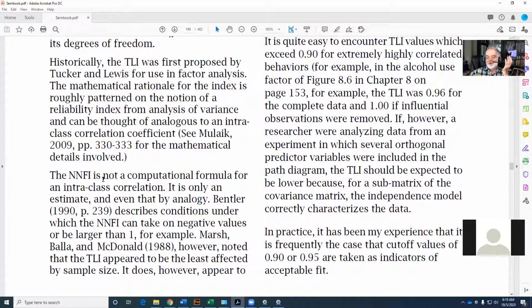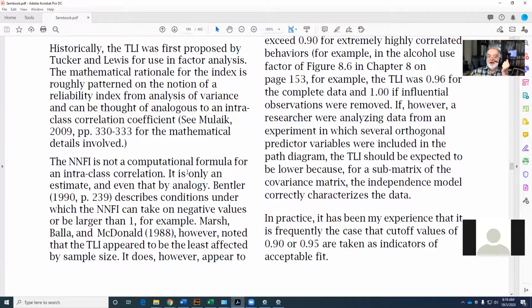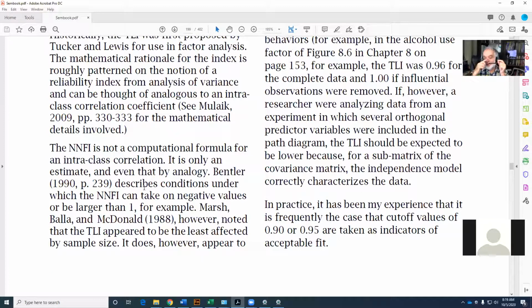A couple of things to know about the TLI. It can take on values, although it's expected to be in the range 0 to 1, with 1 indicating really great fit and 0 indicating awful fit, it's only an estimate of that range. So you can observe values that are negative, and you can also observe values that are bigger than 1. Sometimes you'll read articles and people will say, oh, the TLI was 0.9. That means 90% of my model fits. And it doesn't. It's just a number that goes from 0 to 1.